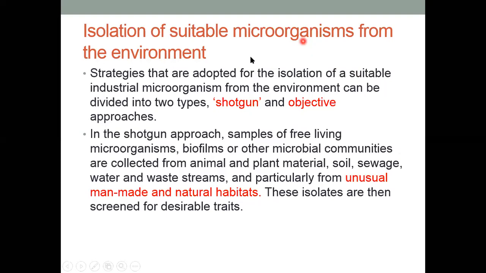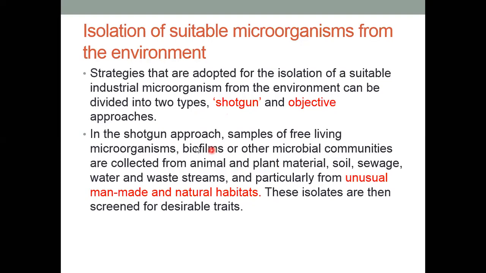Okay, so isolation of suitable microorganisms from the environment. How do you find something entirely new? There are microorganisms that you already know, that this microorganism is known for producing this kind of property, antibiotic, anything. But you're always in search of a new kind of microorganism, and you search for it from the environment. What approaches or strategies are there to get a new microorganism from the environment? There are two types. You would go for a shotgun approach, or you would go for an objective approach.